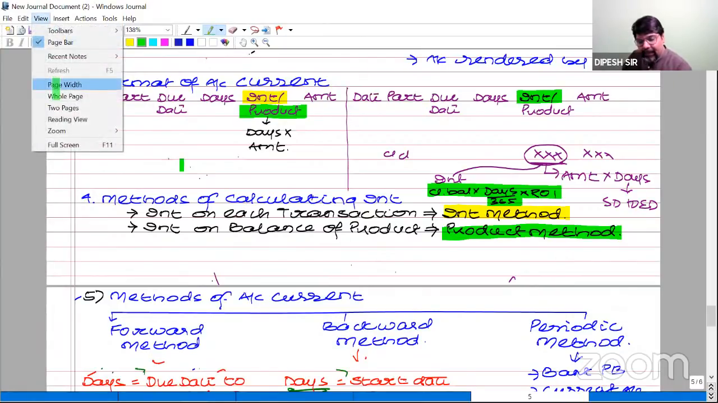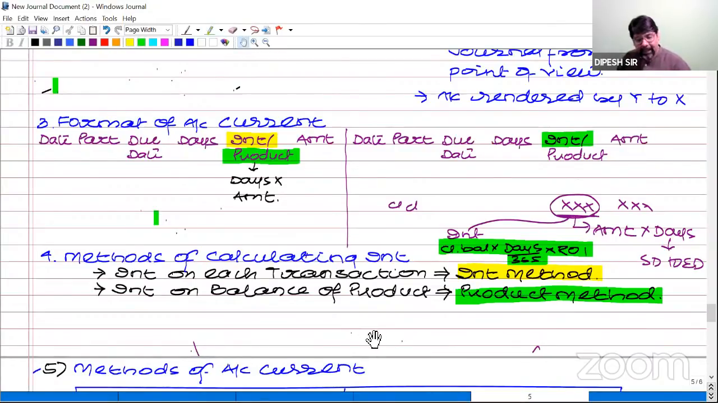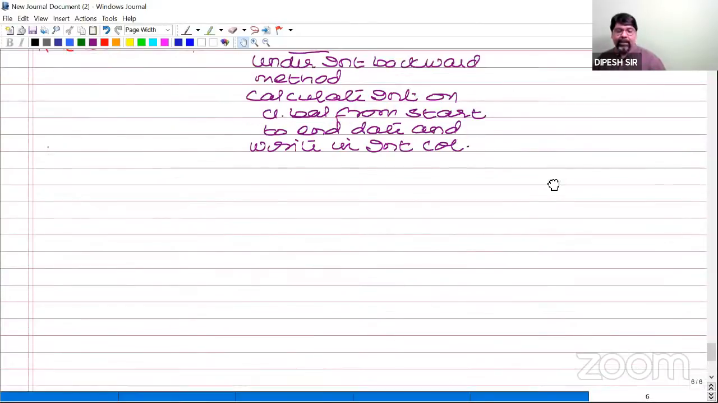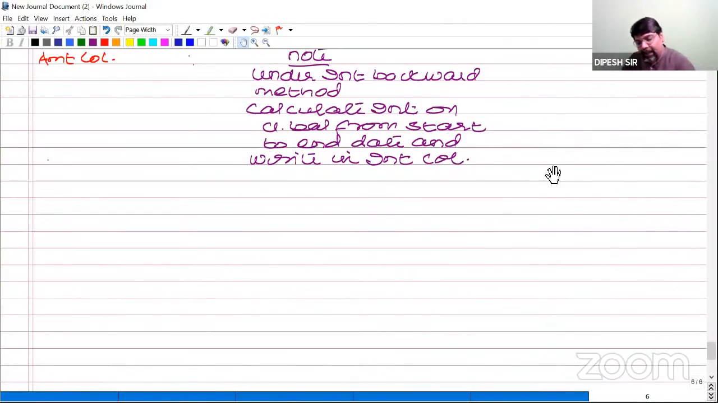So the backward method I have explained fully. Correct? Now let's solve the question on the forward method. Note this down: under the interest backward method, calculate interest on closing balance from start date to end date and write it in the interest column. Is this clear? And then proceed as it is. Fair enough? Yes.